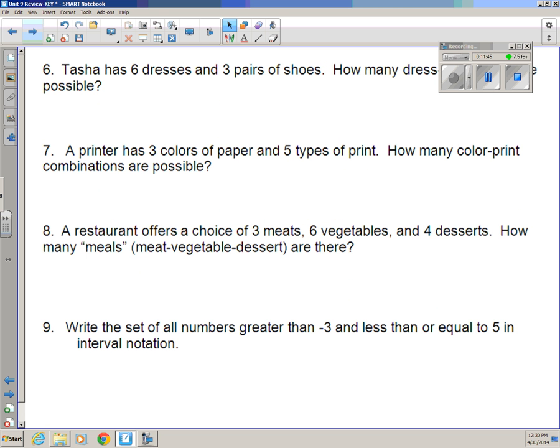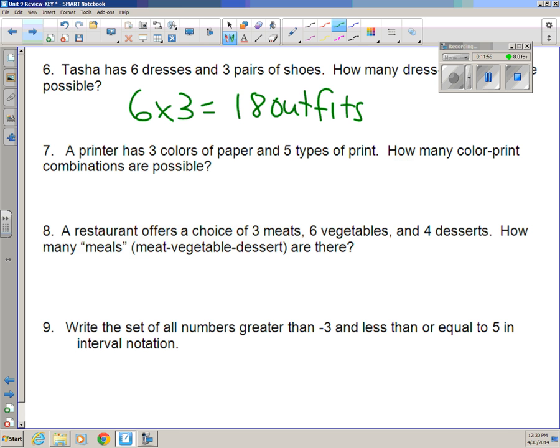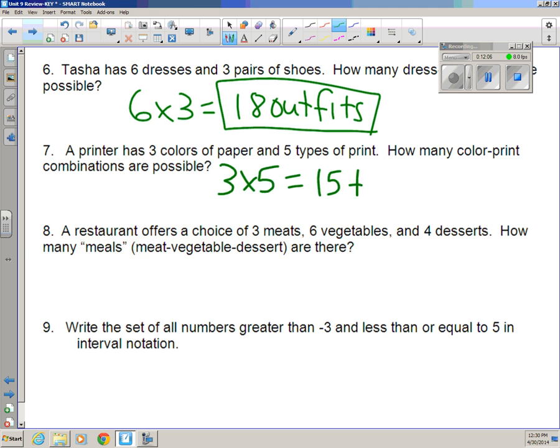Tasha, 6 dresses and 3 pairs of shoes. How many dress shoe outfits are possible? Basic counting principle, 6 times 3, 18 outfits are possible. Printer, 3 colors of paper, 5 types of print. How many color print combinations? Well, 3 of that, 5 of the other, 15 total.